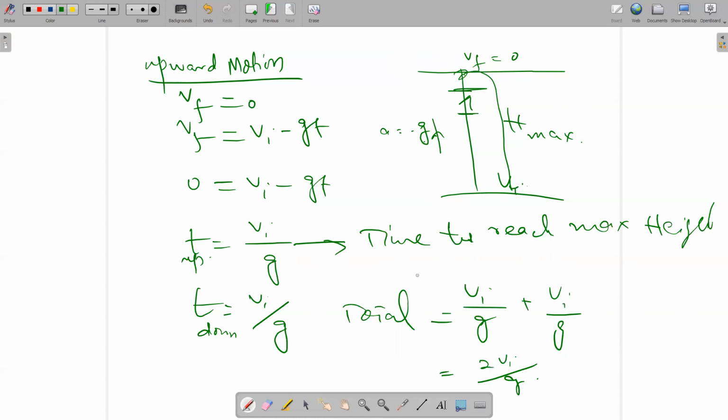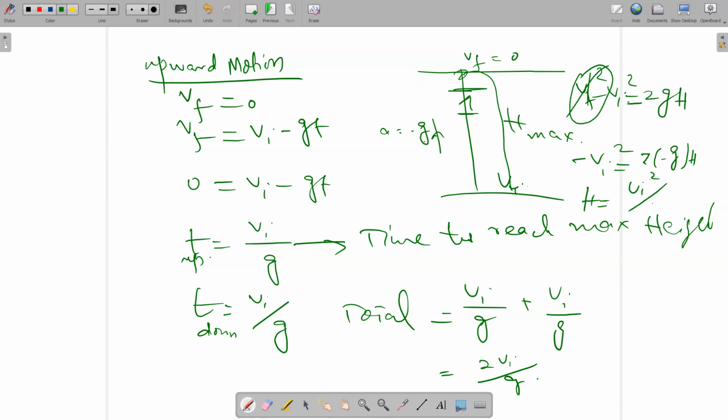Now you can find the distance or the maximum height by using the same formula. So VF square minus VI square is equal to 2GH. Here VF is 0. So minus VI square is equal to 2 into minus G into H. So minus minus is plus. So H will be VI square over 2G. So in this way, you can find the value of H, H meaning the maximum height.